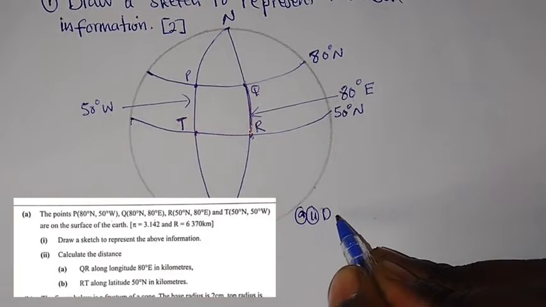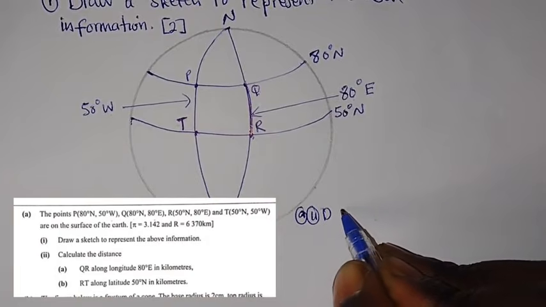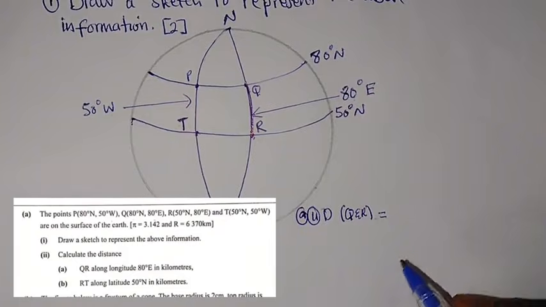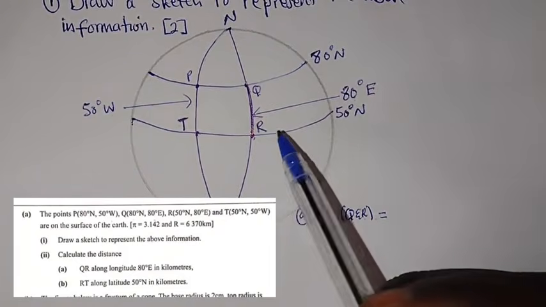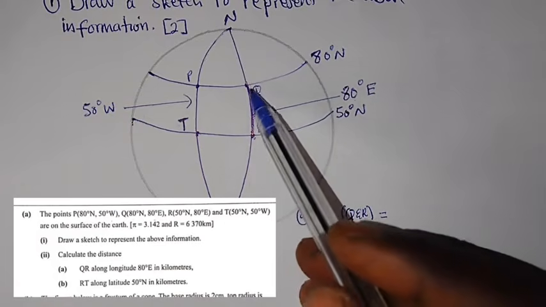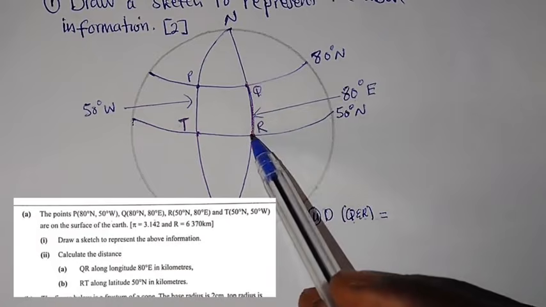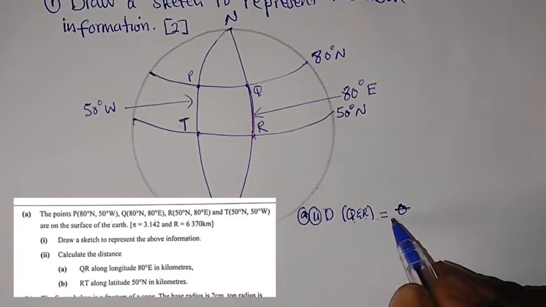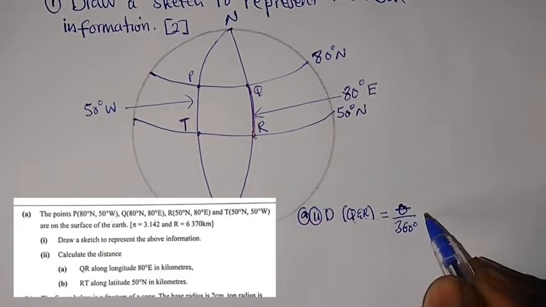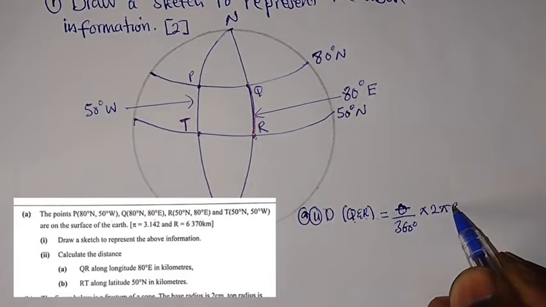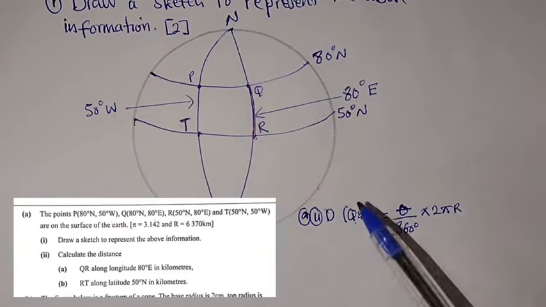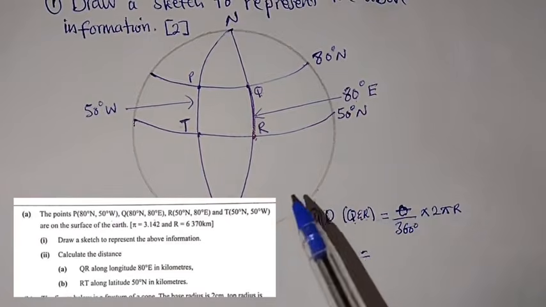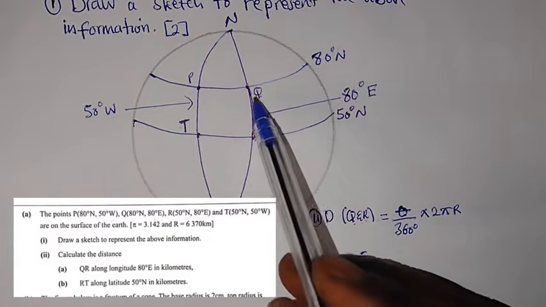So since we are finding the distance, the distance of Q and R is equal to. For us to calculate the distance QR, remember they are saying it's along this longitude. So we are calculating the distance along the line of longitude because Q and R are sharing the same longitude. So this is our formula, which is theta divided by 360 degrees times 2 pi R. Okay, because it's along the line of what? Longitude. This is our formula. So from here, this theta is the difference in latitude between point R and Q.